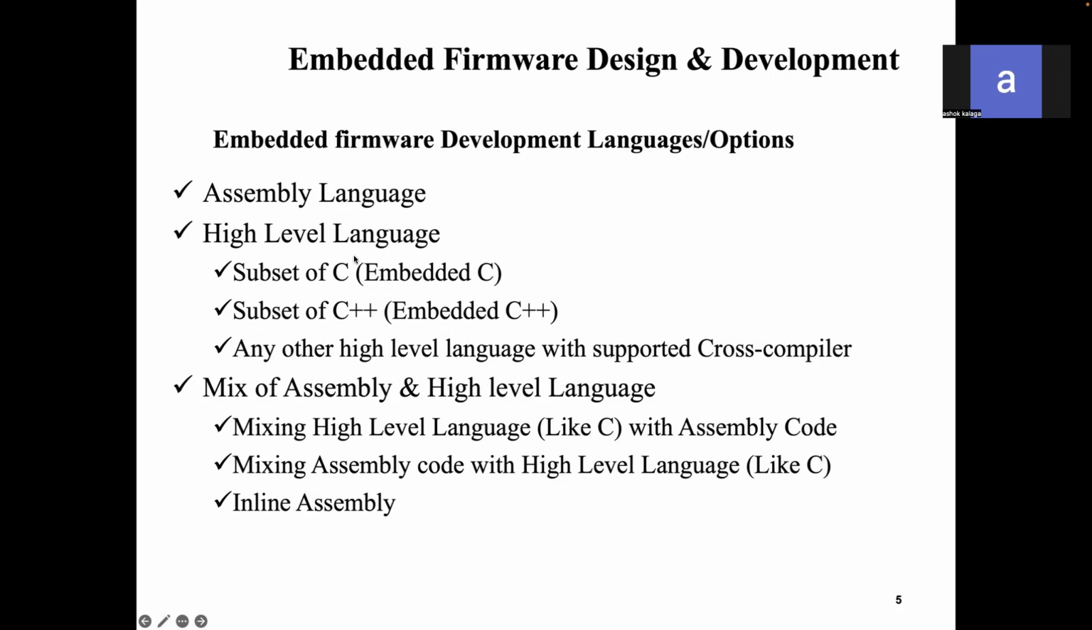The high level language can be a subset of C, that is called embedded C, a subset of C++, embedded C++, or any other high level language with a supported cross compiler. We will define the cross compiler later. Another possibility is a mix of assembly and high level language, that means mixing high level language with assembly code, or mixing assembly code with the high level language, or inline assembly. This video mainly focuses on assembly language.